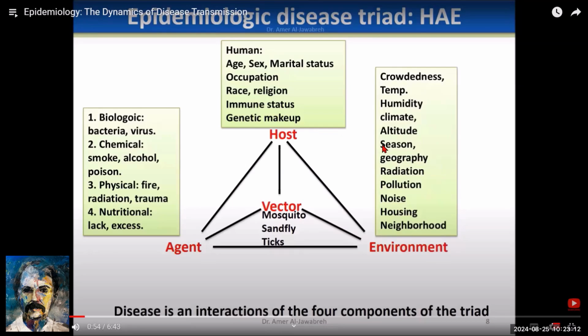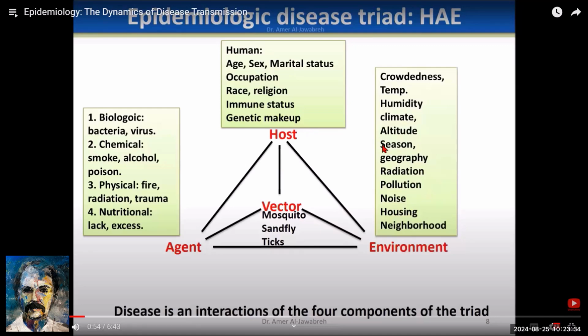Okay, race. As we said, many diseases are related to race. Tay-Sachs disease, Ashkenazi Jews, only for Jews. Thalassemia, Mediterranean, and somehow Armenians also. So we have diseases that are for a special race.